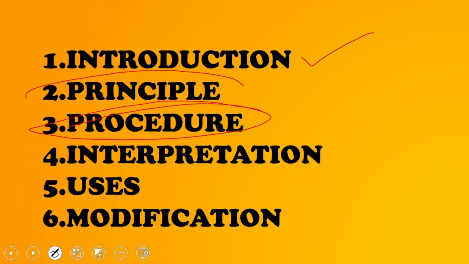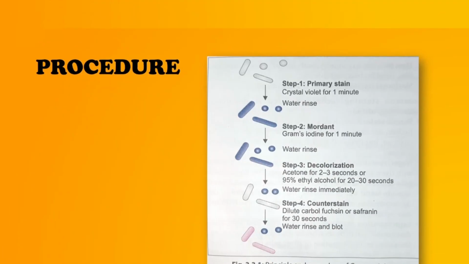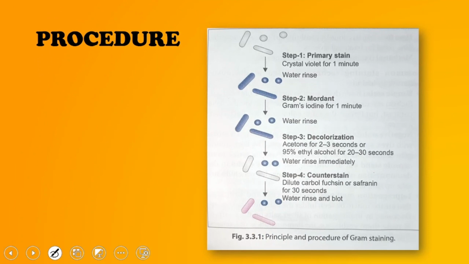First I will then shift towards the principle. Let's start with the procedure. Now under procedure, if I talk about the ZN stain or acid fast stain, in both the procedure is more or less involving similar steps only. How do I remember the procedure? First of all, remember the steps. There are a total of 4 steps. Remember the name of each and every step.